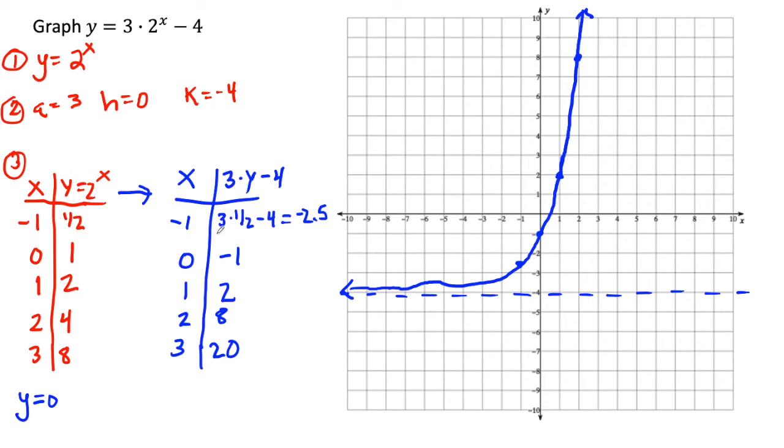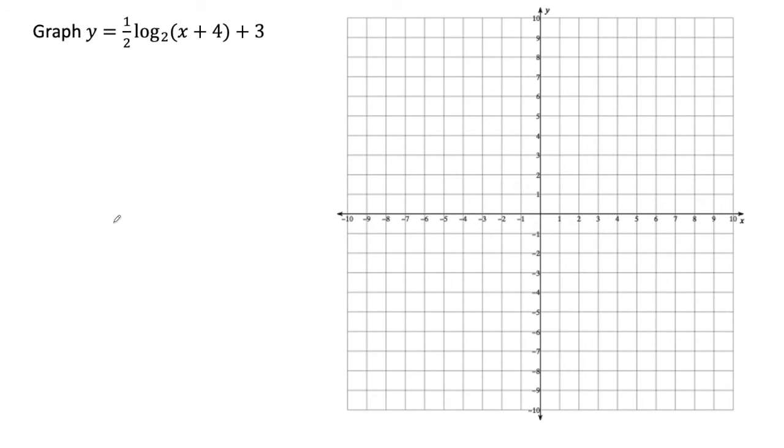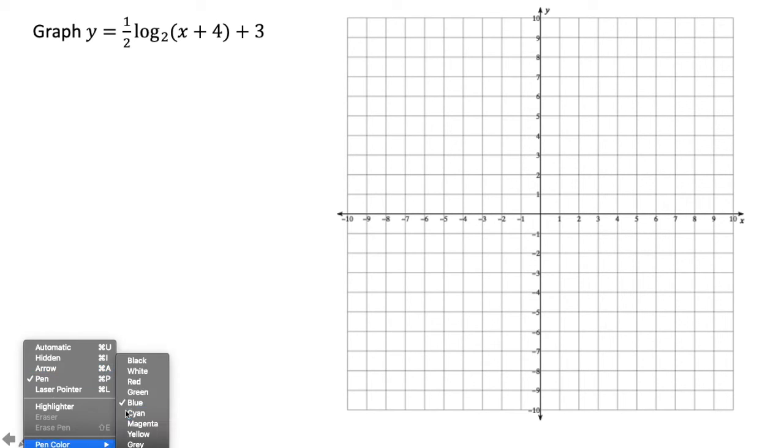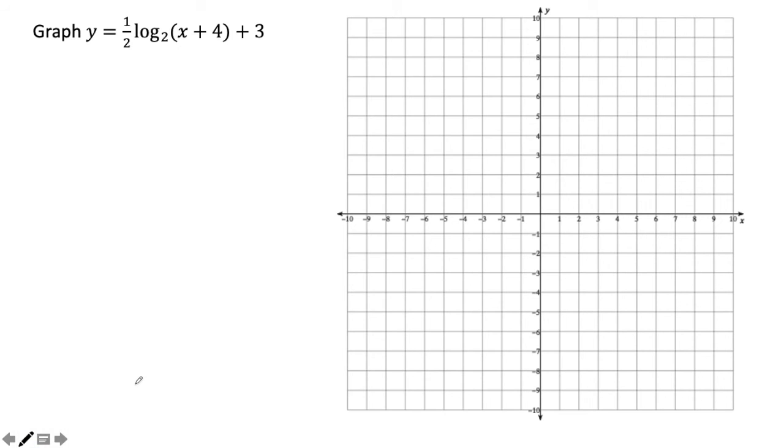Okay, and so there we have the graph of y equals 3 times 2 to the x minus 4. Next example, we have a log function. It's base 2. And so our parent function would be log base 2 of x. And this has a vertical asymptote at x equals 0, so we know that's going to shift based on what happens in our a, h, and k values.